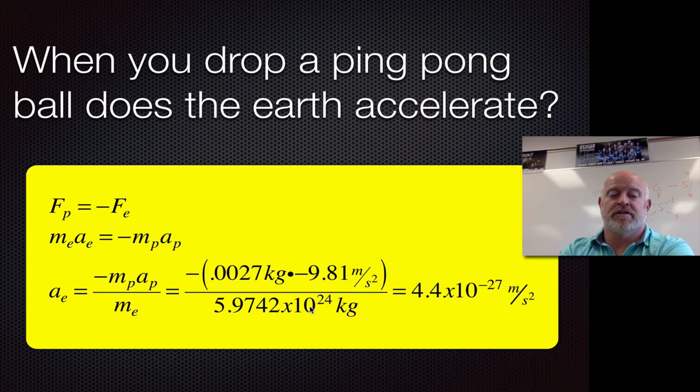Divide by the mass of the Earth, 5.97 times 10 to the 24th kilograms. And if we solve for that, we get 4.4 times 10 to the negative 27th meters per second squared. Okay, so imagine this 4.4 has 26 zeros in front of it. This value in acceleration is less than the size of an atom. So it's tiny. It's really, really tiny. Okay, but it does exist.